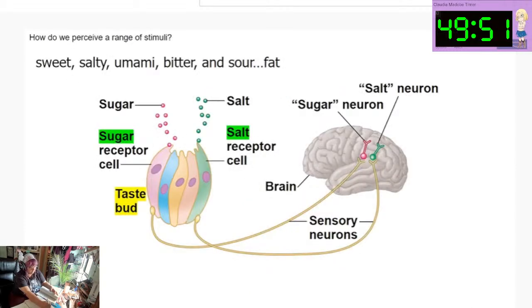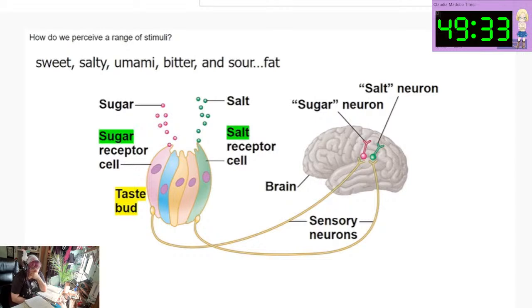Another thing about sensory perception we need to consider is how we perceive a variety of different stimuli. So we know that the rate of action potentials, how frequently they're fired, codes for the intensity of a stimulus, how sweet it is, how loud a sound is, how bright a light is. But how do we perceive a range of stimuli? By range, I mean how do we distinguish different flavors, sweet, salty, bitter, and beyond? How do we perceive different colors, different smells? The answer is we have different sensory receptors.